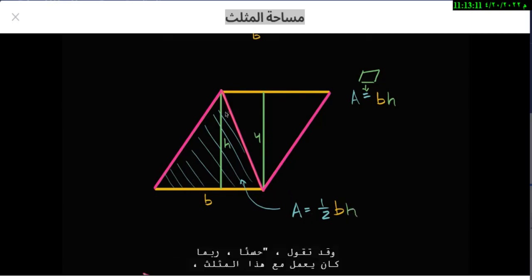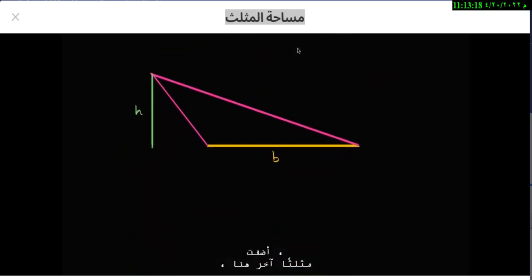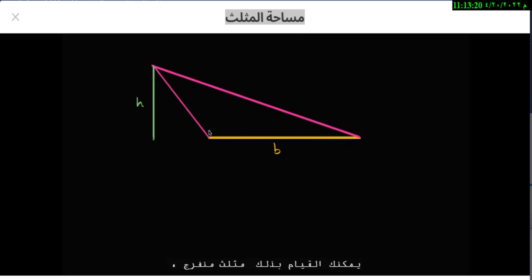And you might say, okay, maybe it worked for this triangle, but I want to see it work for more triangles. And so to help you there, I've added another triangle right over here. This is an obtuse triangle. This angle right over here is greater than 90 degrees. But I'm going to do the same trick. We have the base, and then we have the height.